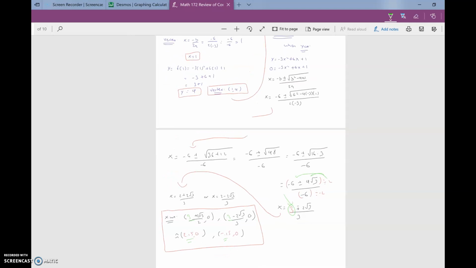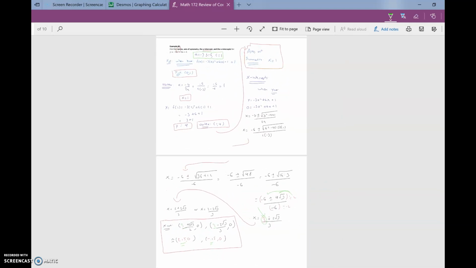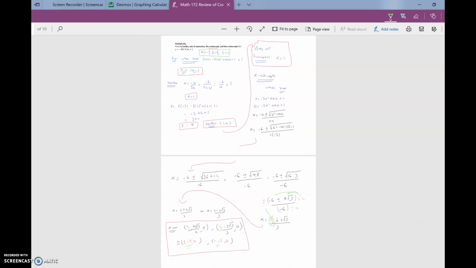Okay, so that's it for this one. The problems are getting a little bit long, but the conic section that is going to show up mostly everywhere is going to be the parabola. So this is the one that we're doing all the actual pieces of it.